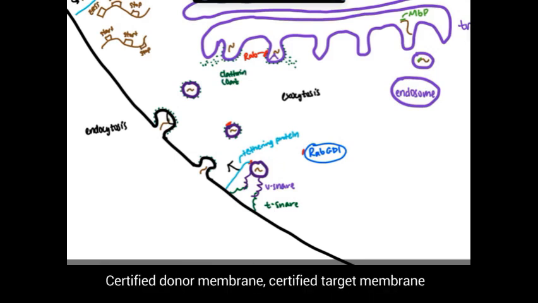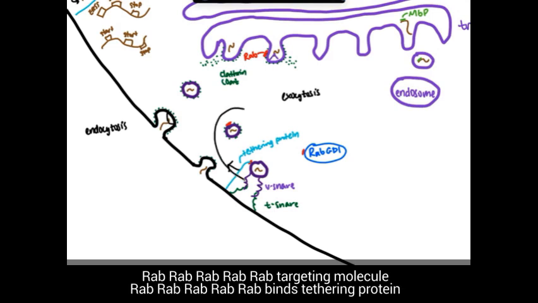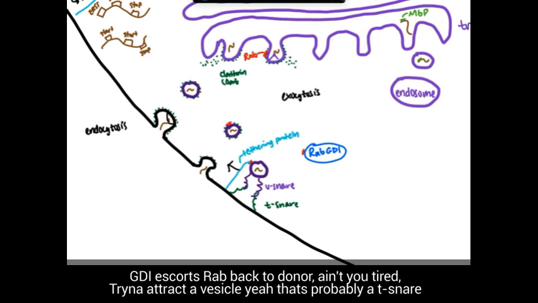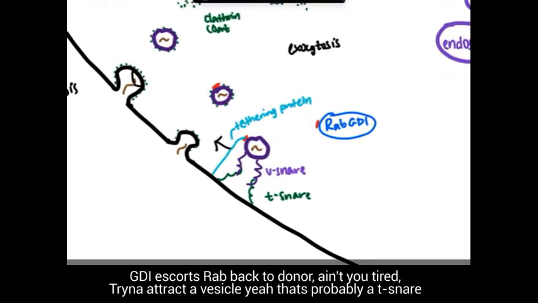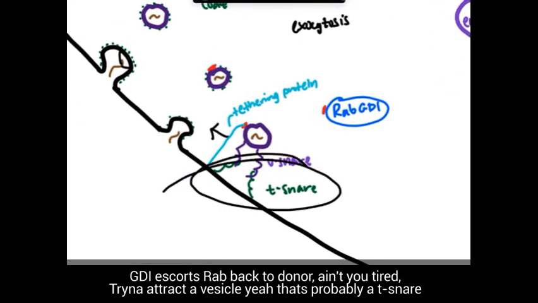Certified donor membrane, certified target membrane. Rab is the targeting molecule; Rab binds to the protein. The GTPase goes right back to the donor, and if you're trying to track the vesicle, that's probably a t-SNARE.